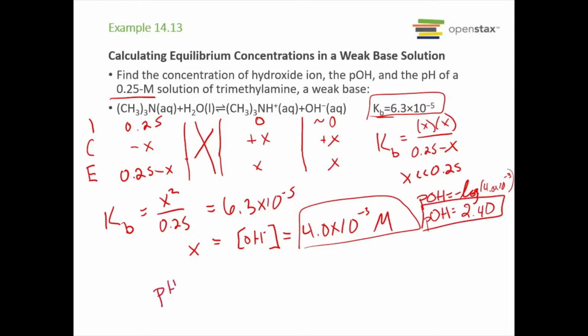And pH is equal to 14 minus pOH. So that's 14 minus 2.4, and we get a pH then of 11.60. So this is a pretty basic solution.